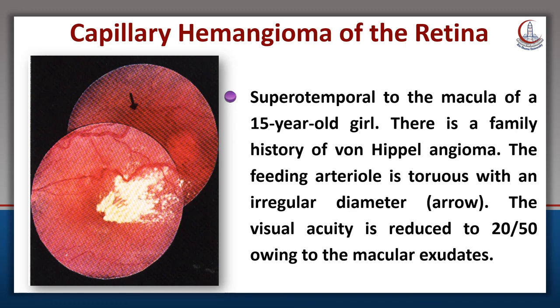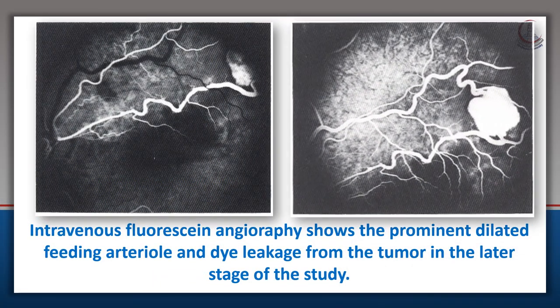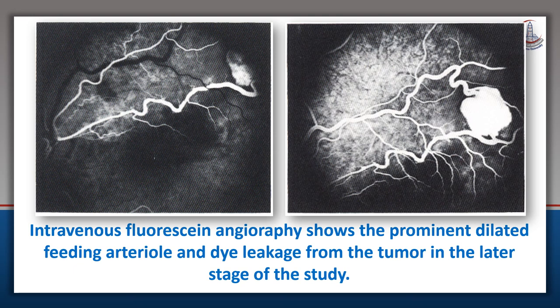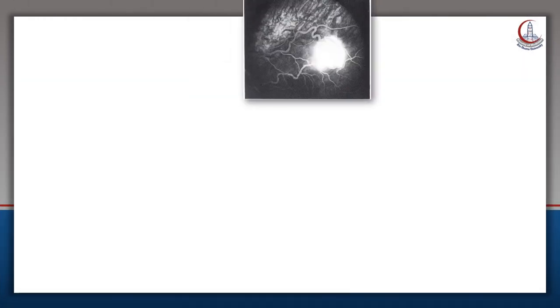So here's the capillary hemangioma, a composite picture showing the peripheral capillary hemangioma feeder vessel in this 15-year-old girl, who appears to have a family history of von Hippel angiomas, and visual acuity is reduced to about 6 over 18. Intravenous fluorescein angiography shows a prominent dilated feeder arteriole and dye leakage from the tumor in the study.